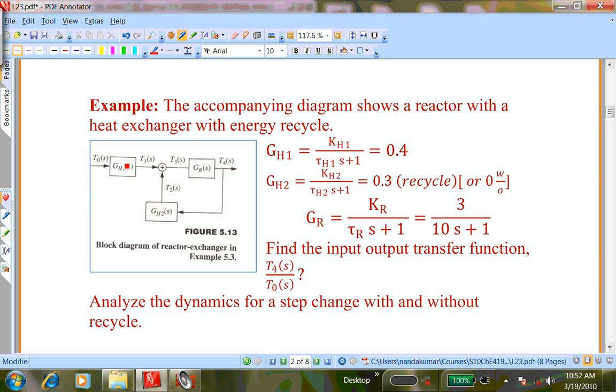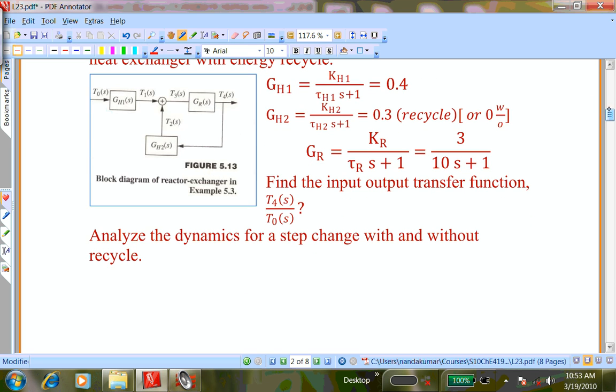Okay, so the first block is G1, which relates T0 and T1. Okay, so we are going to write down each one of these equations. Okay, so basically it says analyze the dynamics for a step change with and without recycle. Okay, so here we have given all the numerical values. Okay, so we need to be able to do the problem and get a numerical answer.